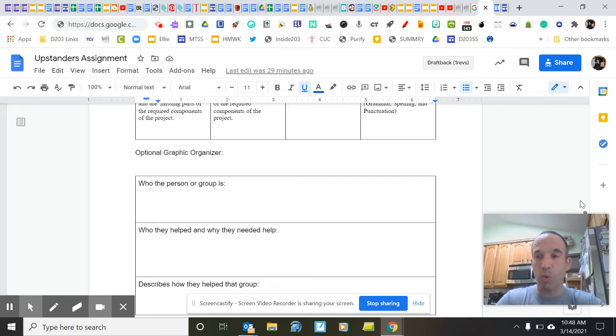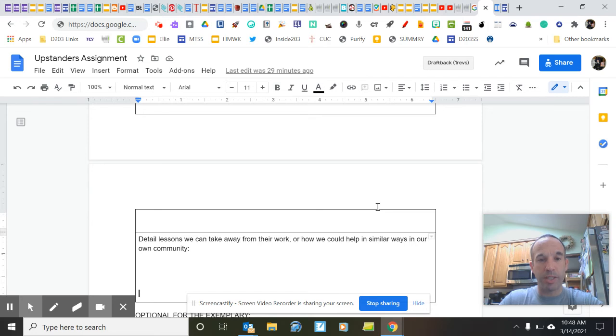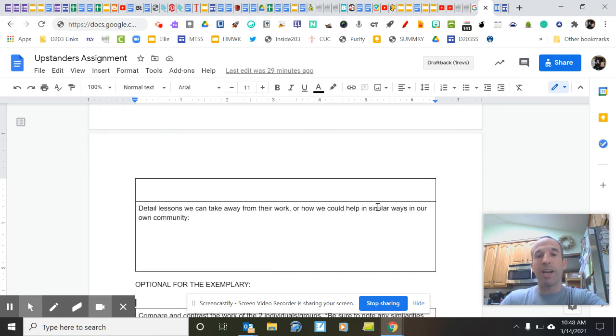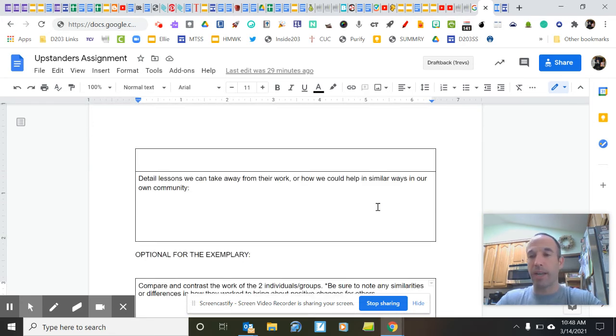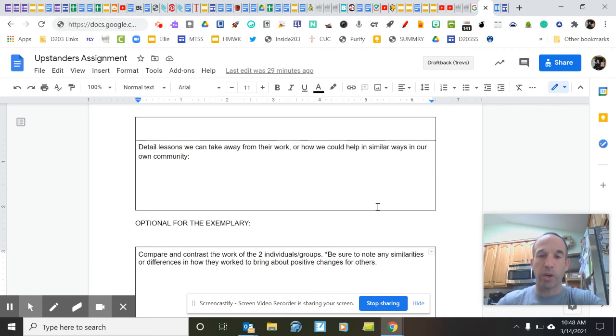So there is the 4 spots here, who's the person or group, who they helped and why they needed help, describe how they helped that group, detailed lessons we can take away from their work, how we can use similar ways in our own community. And then down here, the break in the organizer for the optional part, the compare and contrast to another group or individual that is also an upstander. So this is your last project for this unit.